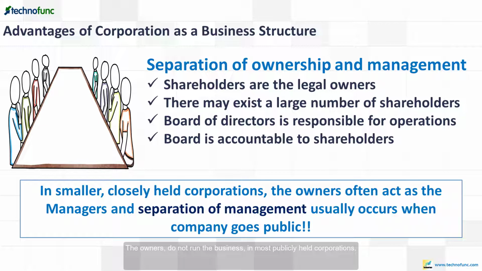The owners do not run the business in most publicly held corporations. Instead, they elect a board of directors, a group of individuals who are responsible for overseeing the general affairs of the corporation. Professional managers are hired to make day-to-day decisions in running the business. However, in smaller, closely held corporations, the owners may often act as the managers also. The separation of ownership and management usually does not occur until a company grows large and goes public.